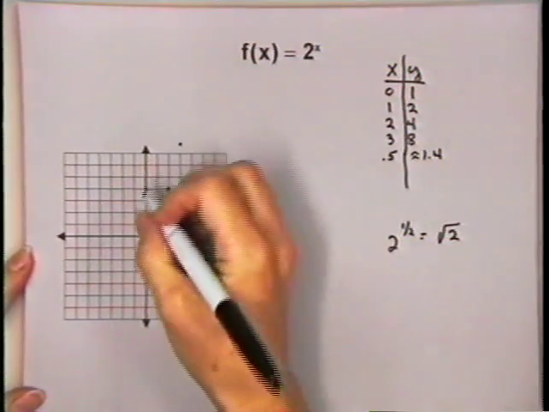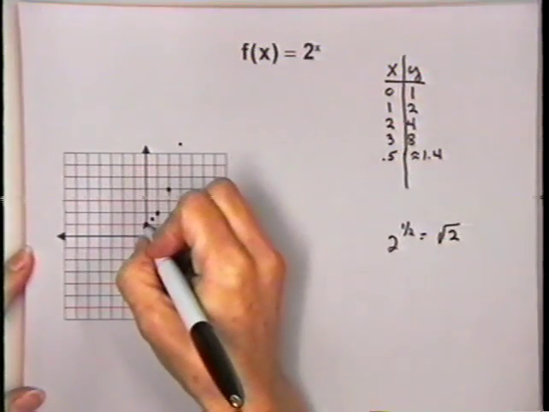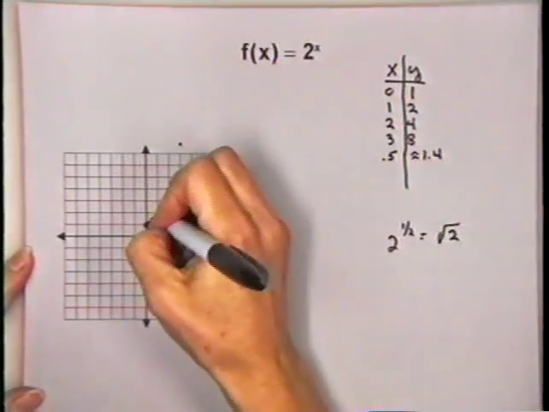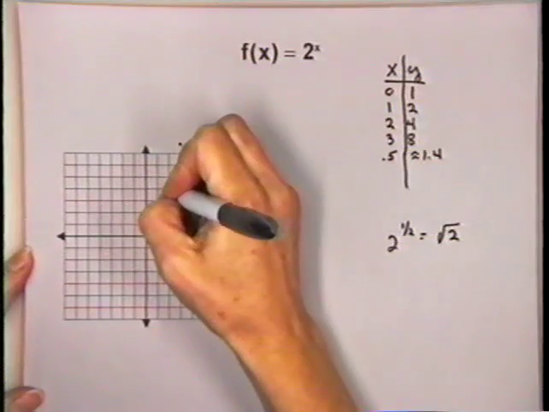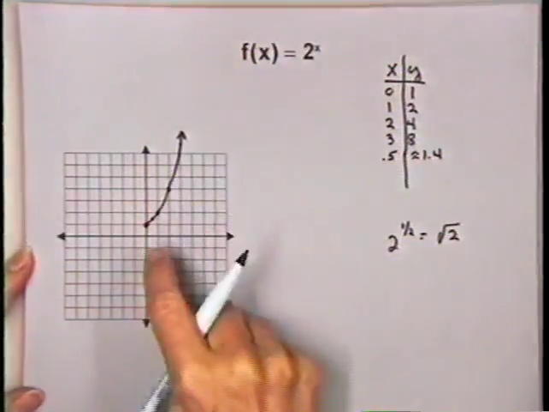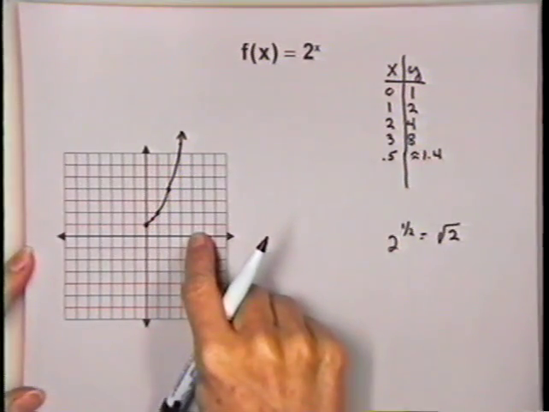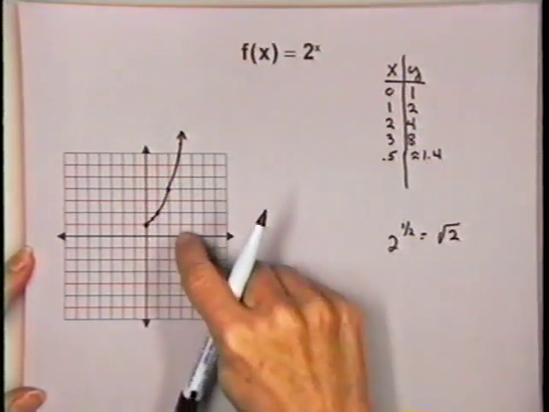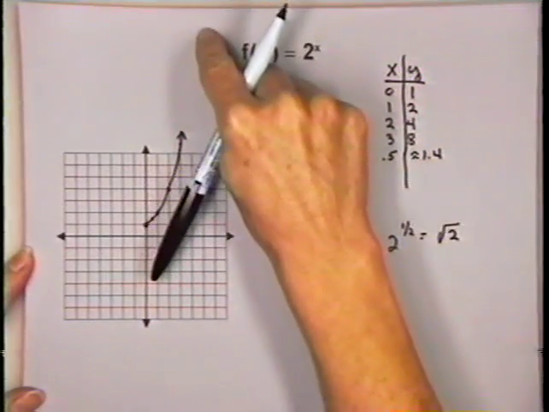So what I'm going to do right now is go ahead from this 0, 1 point and start connecting these, and we can see that our function is rising up, curving up like this. I'm going to put an arrow because you can see if we went over to x equals 4, 2 to the 4th power is 16, so it's going to get very big very quickly, isn't it?